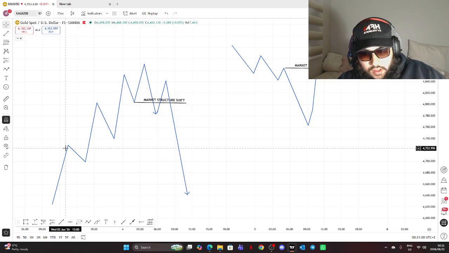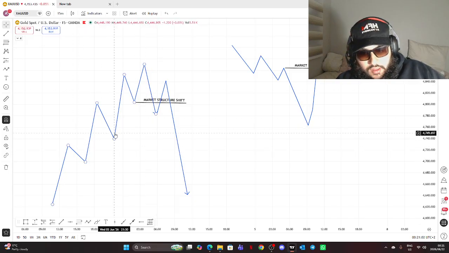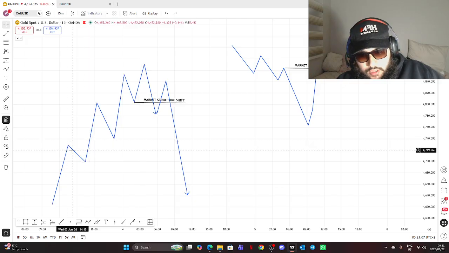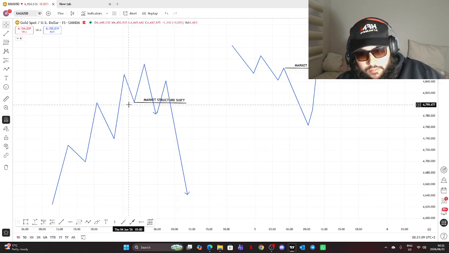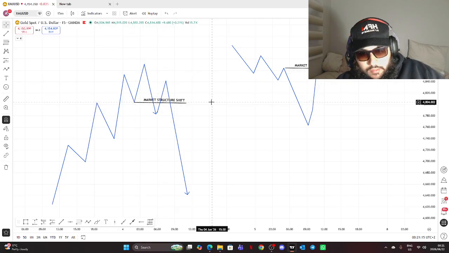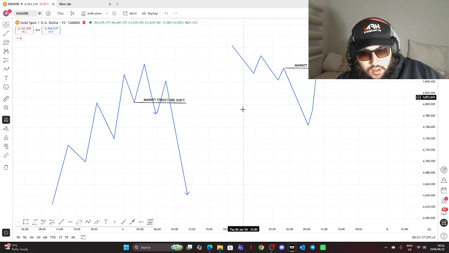So all this while when we were creating new highs like this, we were basically breaking structure. We had break of structure here, break of structure here, break of structure, break of structure, break of structure. Then we had a market structure shift. Okay, again, a simple example.